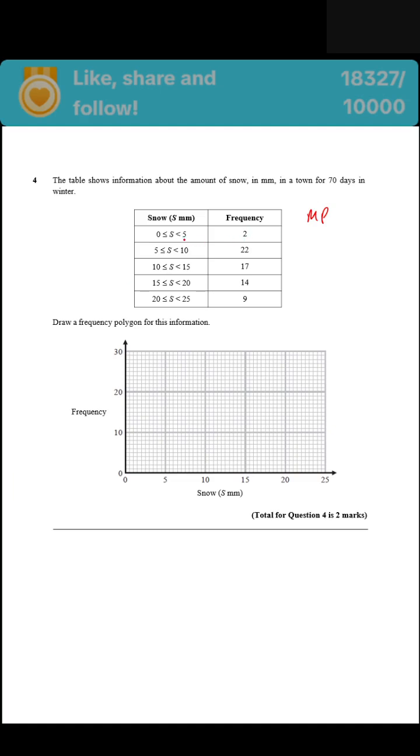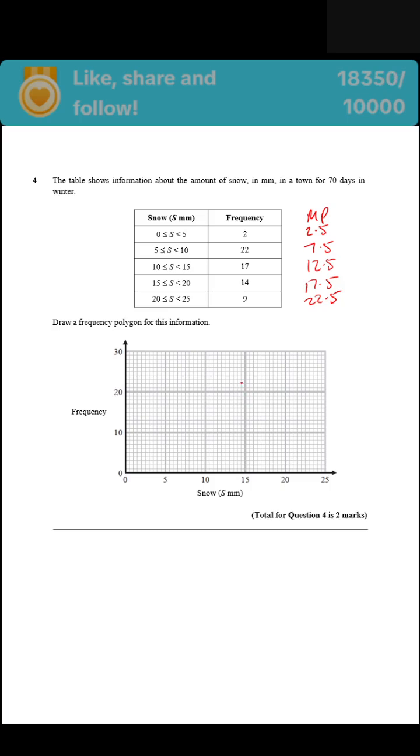So we do the midpoint. So halfway between 0 and 5 is 2.5. If you don't know that, add the two numbers together. So 0 plus 5 is 5. Half that gives you 2.5. That's how you find the midpoint. Can I go back? I will go back once I've done this question. So halfway between 5 and 10 is 7.5. Between 10 and 15 is 12.5. Then we've got 17.5 and 22.5.